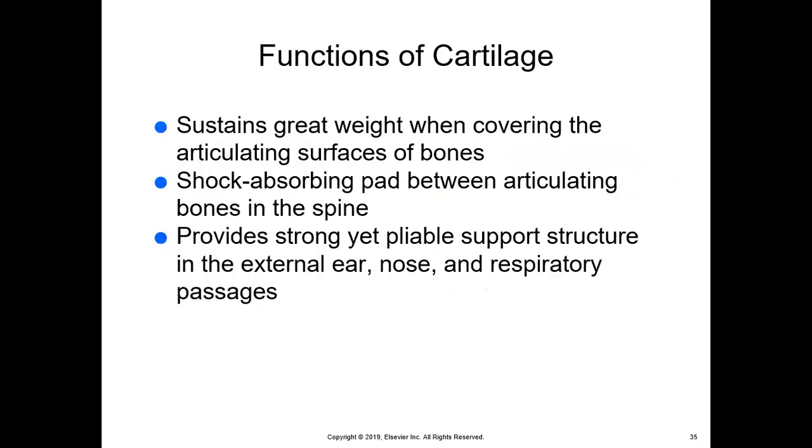And so let's look at some of the functions of cartilage. Like I said, I like functions. So functions of cartilage: sustains great weight when covering the articulating surfaces of bones. Shock absorbing pad when articulating bones of the spine. And it provides a strong yet pliable, which is like a bendable, support structure for the external ear, nose, and respiratory passages.